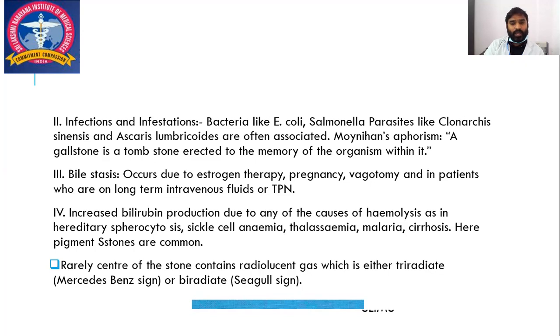Moynihan's aphorism: a gallstone is a tombstone erected to the memory of an organism itself. When there is an organism, it only manifests as a gallstone.